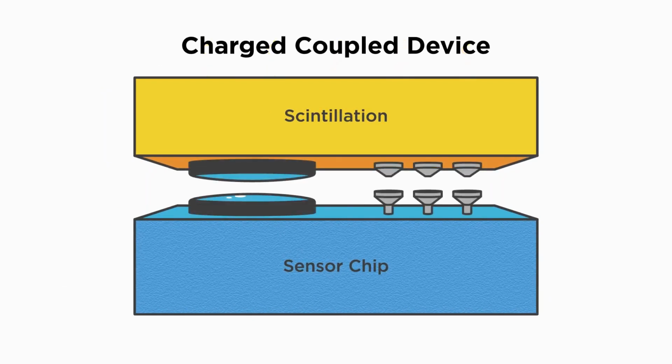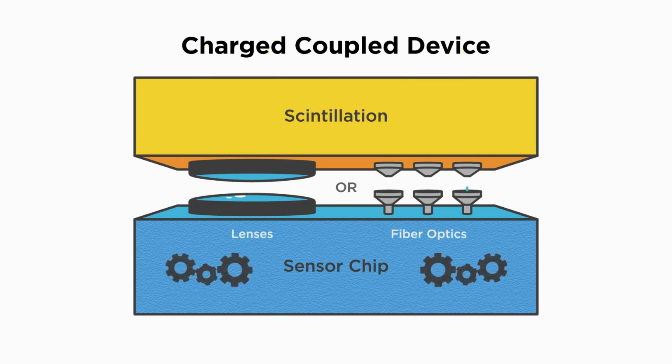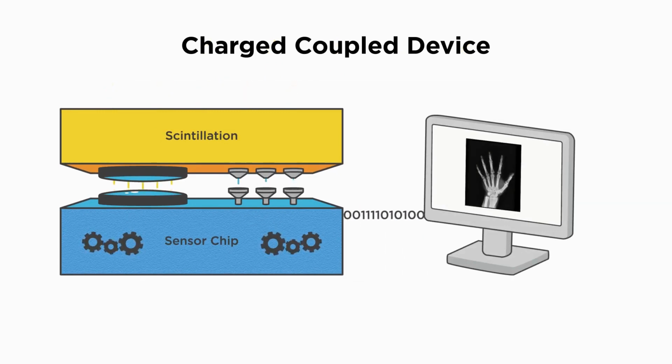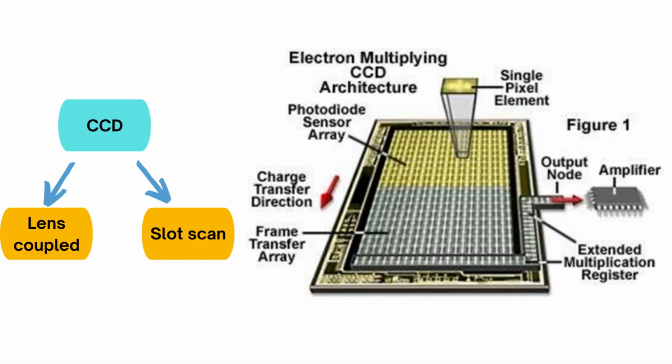The scintillation layer within CCD systems is optically coupled to each CCD sensor chip by either lenses or fiber optics. The CCDs are able to convert light photons into electrical signals as well as send the electrical signals to the computer for processing. Now, we have two technologies in CCD, starting with lens-coupled CCD.